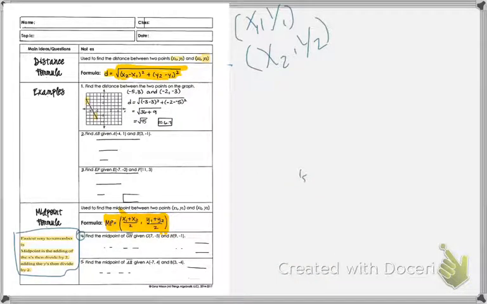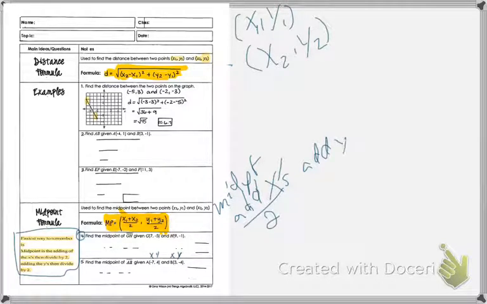Let's do one more. Let's do number 5. Again, they give us the x, the y, the x, the y. They give you two coordinates. So fairly easy enough. If I want to find the midpoint, I'm going to add the x's, divide by 2. I'm going to add the y's, divide by 2.